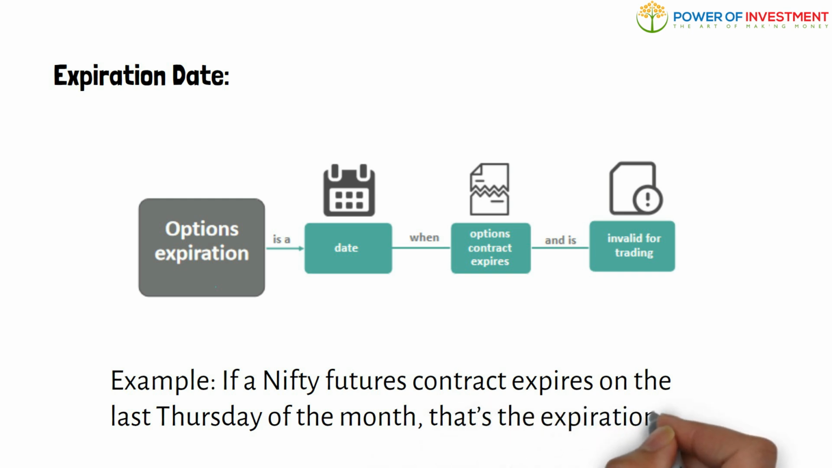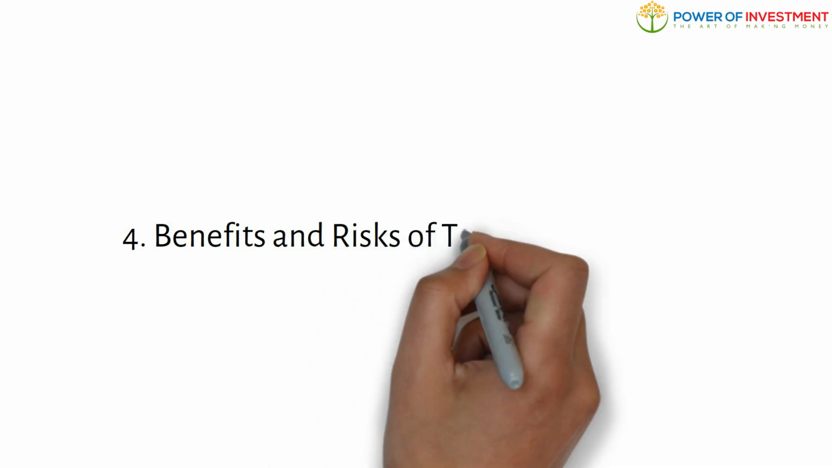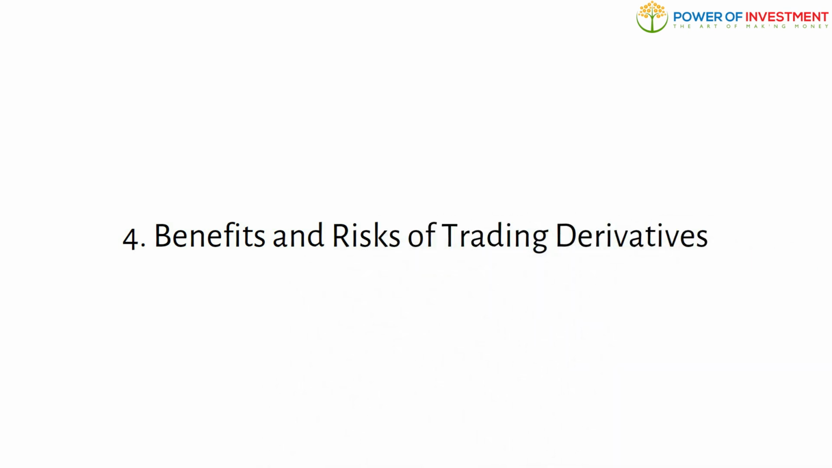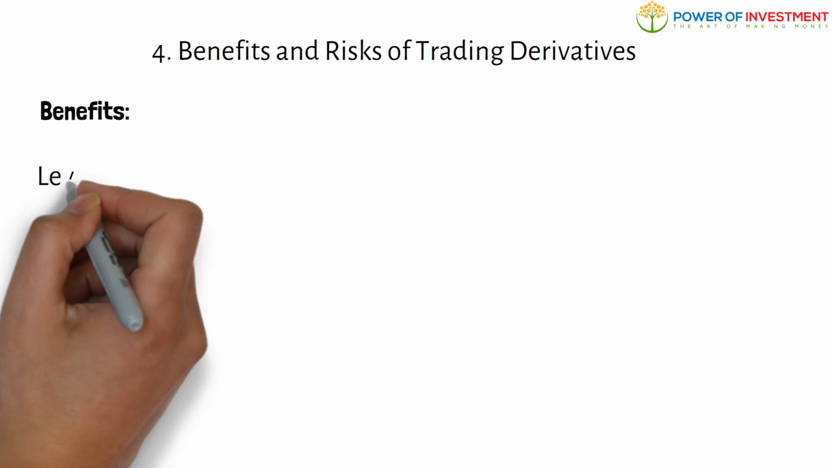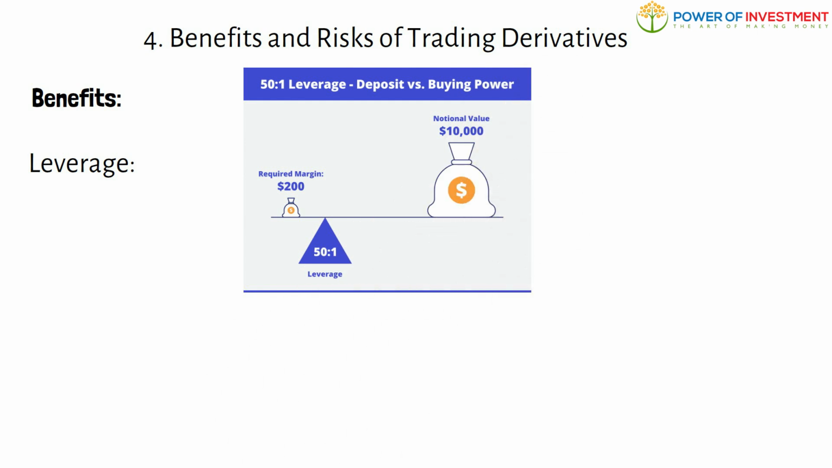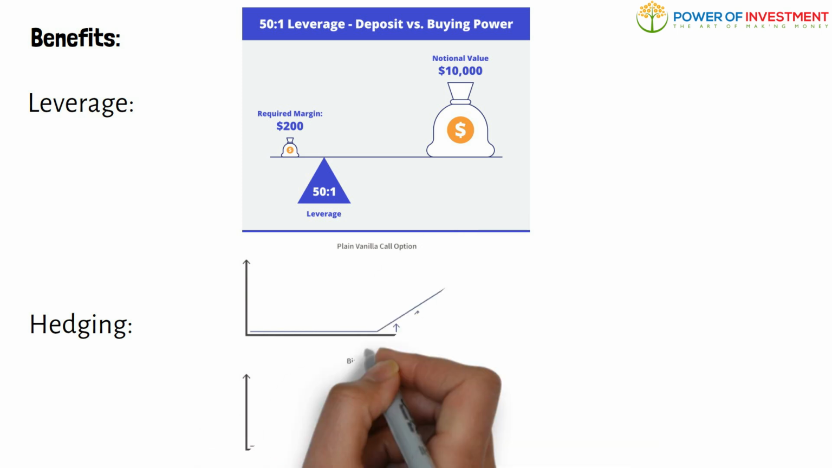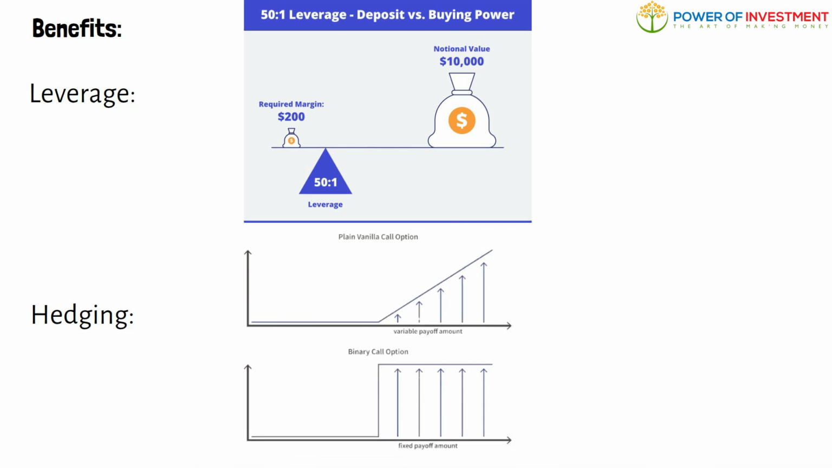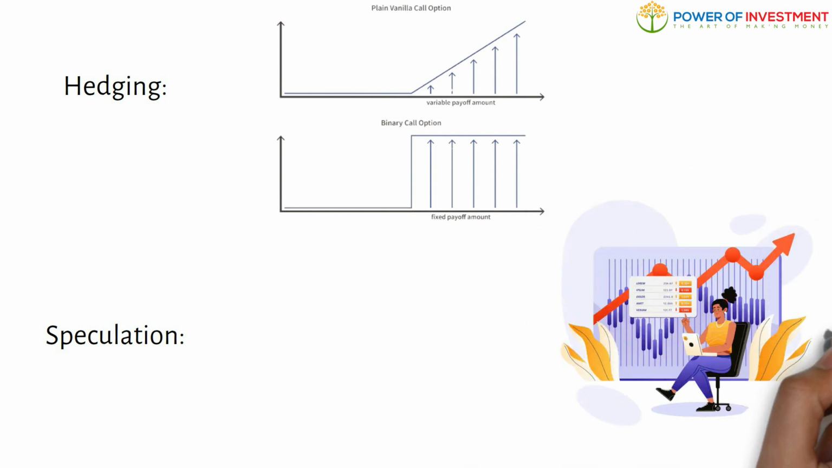Having covered the key terminology, let's now discuss the benefits and risks of trading derivatives. Benefits: leverage. You can control large positions with a relatively small amount of capital. Hedging. Derivatives can be used to hedge against potential losses in other investments. Speculation. Traders can profit from the price movements of underlying assets without owning them.